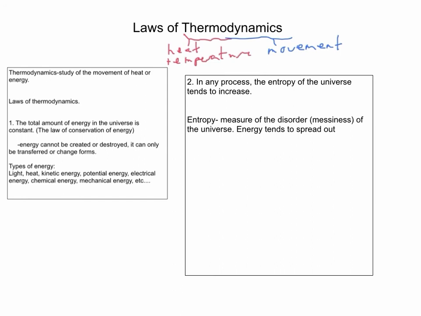The third law of thermodynamics is at absolute zero, entropy is zero. So once you hit absolute zero, there is no disorder. Everything is organized. And we can use these three laws of thermodynamics to solve many problems that we'll encounter in chemistry.